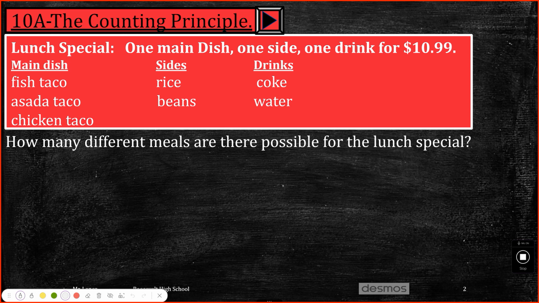So anyways, in this particular situation, you get a main dish for this lunch special. You can get a fish taco, a big fish taco, a big asada taco or a chicken taco. You're going to choose one of those, and for some reason you could only choose rice or beans, not both. And either you're going to get a Coke or water. So how many different meals are there possible for the lunch special?